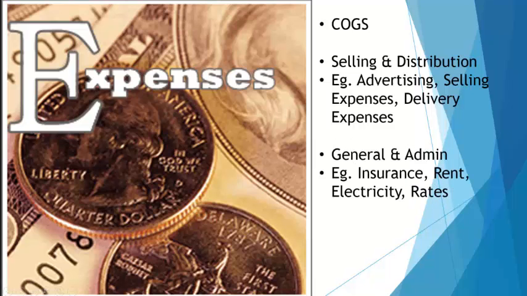The second type is the most common type. It's a general administration expense, where most types of expenses go, for example insurance, rent, electricity, rates, telephone, stationery. And the third type is the financial side. What costs have been incurred in financing the business, and the two common ones are interest and bad debts.